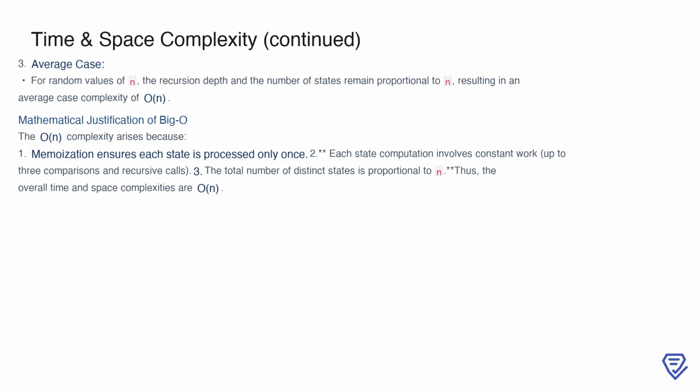The mathematical justification for this big O complexity is straightforward. First, memoization ensures that each state is processed only once. Second, the computation for each state involves only a constant amount of work, including up to 3 comparisons and recursive calls. Finally, the total number of distinct states is proportional to n, since the operations consistently reduce the number of oranges. These factors together ensure that both the time and space complexities of the solution are O(n), making the approach efficient and scalable, even for large values of n.